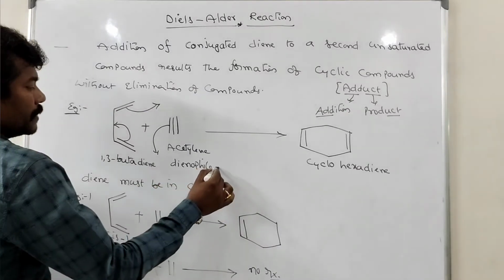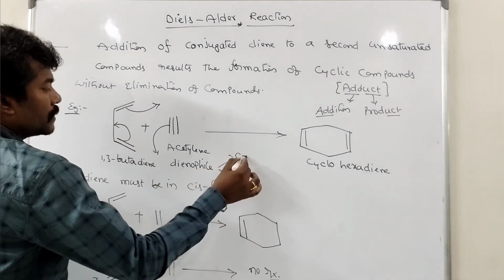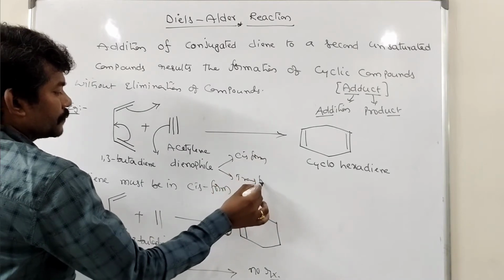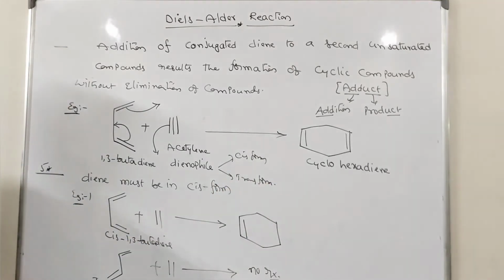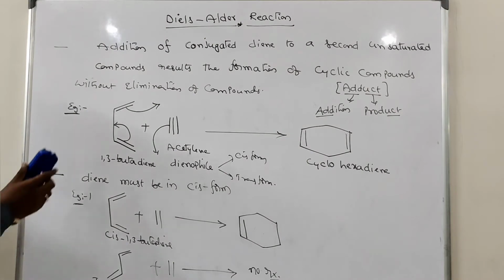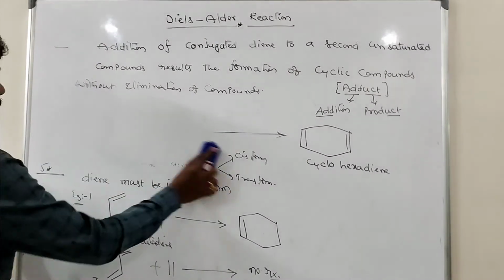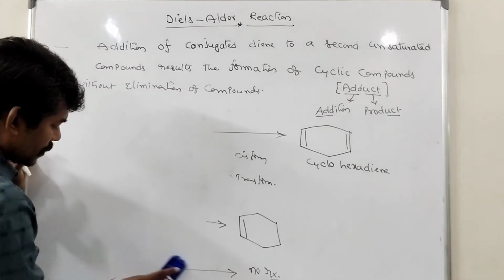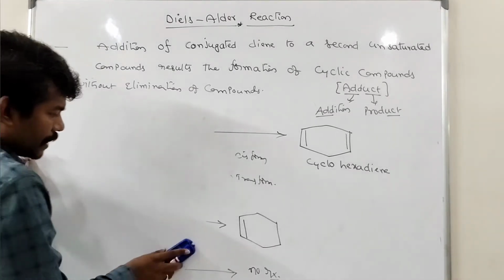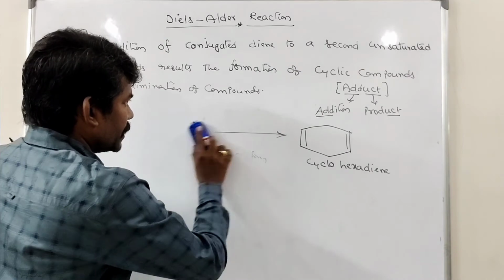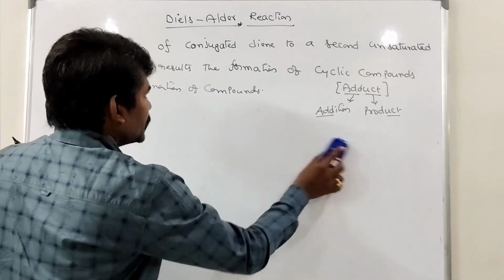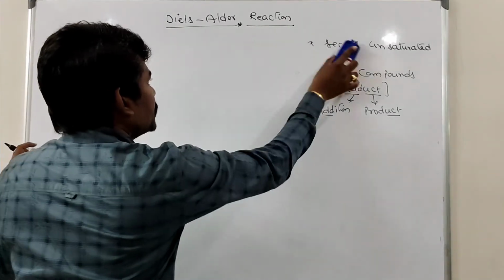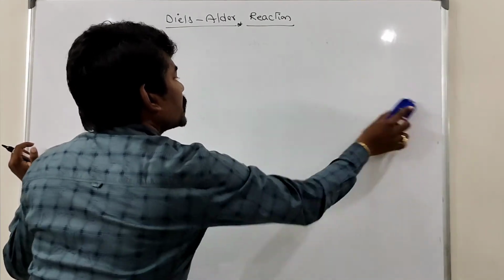Dienophile, it may be in a cis form or trans form. So let us see one more example. If the diene is in cis form and the dienophile is in both cis and trans forms, what happens? Which type of addition products are formed?